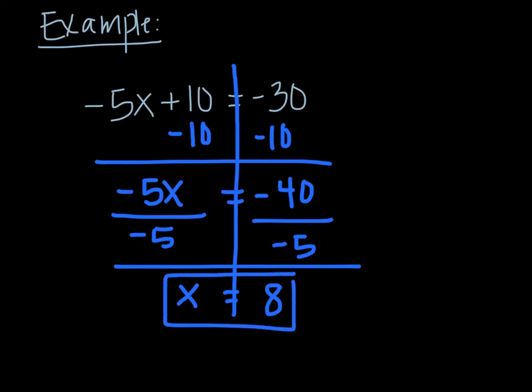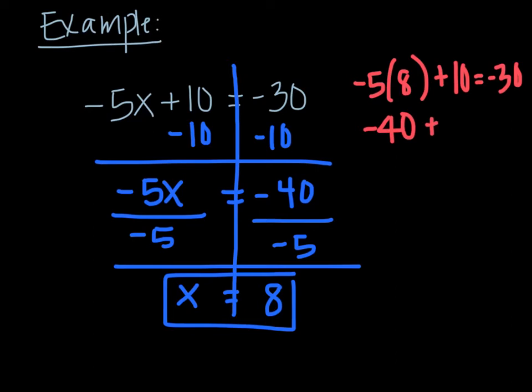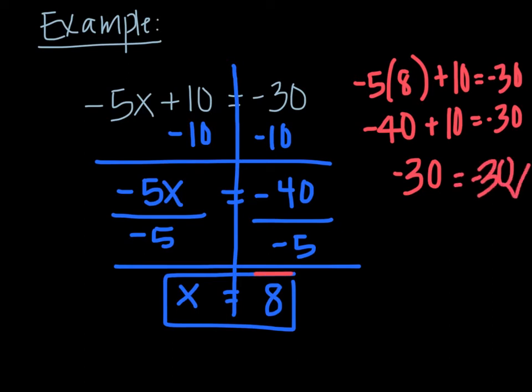Now, just like before, I need to go back, plug it in, and double check to make sure I did it correct. Negative 5 times 8 plus 10 should equal negative 30 if I did things correctly. Negative 5 times 8 will give me negative 40 plus 10 equals negative 30, which means negative 30 equals negative 30. And I checked it, and I know that x equals 8 was the correct solution.